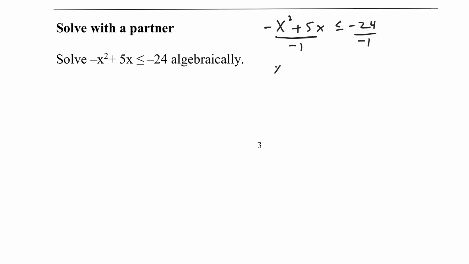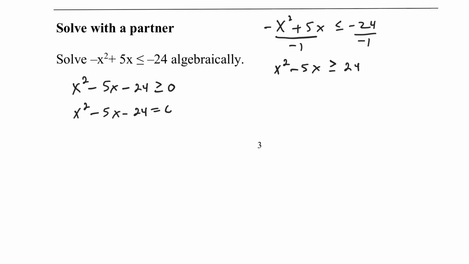So what do we have? We have x squared minus 5x, and we have to change the inequality, greater than or equal to 24. Now we are going to move the 24 to the left side. So we have x squared minus 5x minus 24 is greater than or equal to 0. We change this into a quadratic so we can find our critical points.